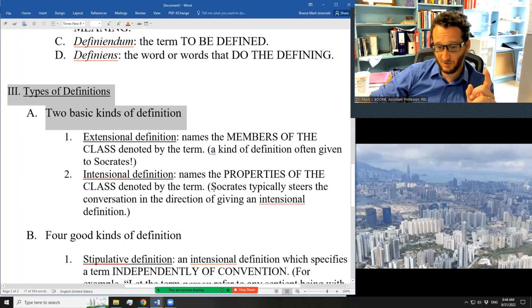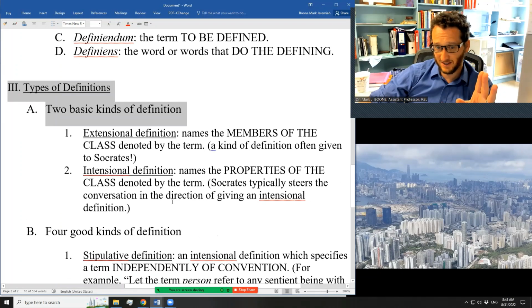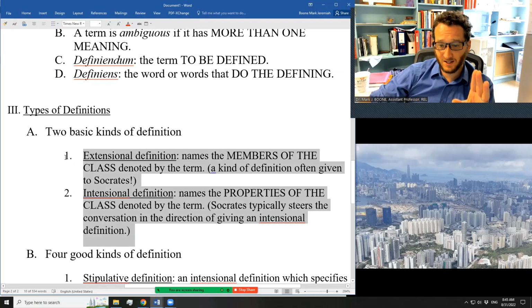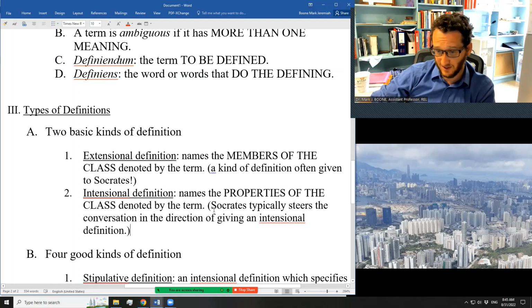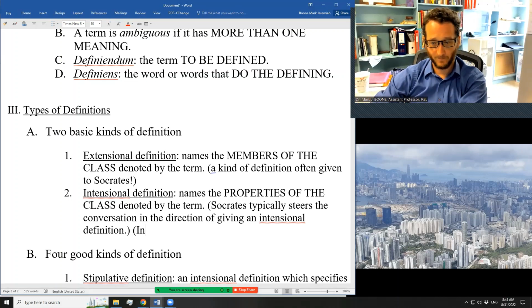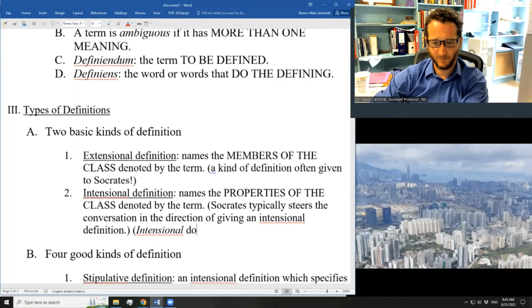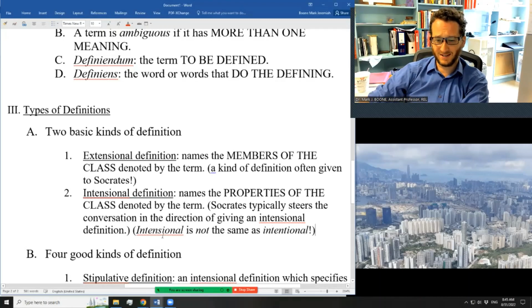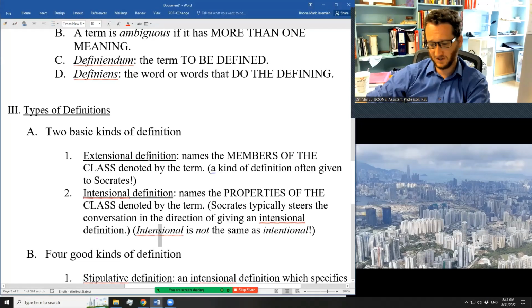Now, types of definitions. There are two different kinds of definitions, speaking rather basically. There are extensional definitions and intensional definitions. Now, I didn't pronounce that properly. I should say intensional. Try not to confuse this with intentional with a T. How do I have a not equal sign? That's probably available. I'll just say it's not the same as. We are spelling it intensional with an S, not intentional with a T.